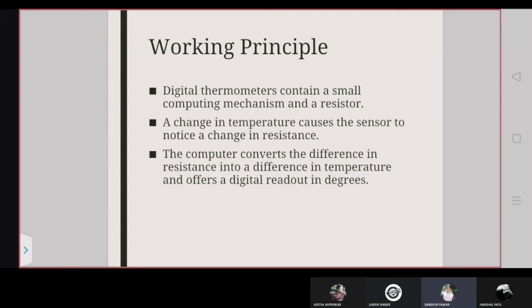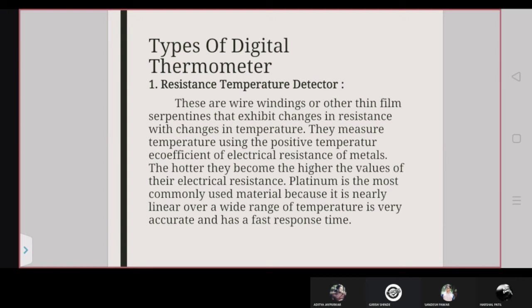Then working principle. Digital thermometers contain a small computing mechanism and a resistor. A change in temperature causes the sensor to notice a change in resistance. The computer converts the difference in resistance into a difference in temperature and offers a digital readout in degrees. Next. Over to Girish. Thank you.